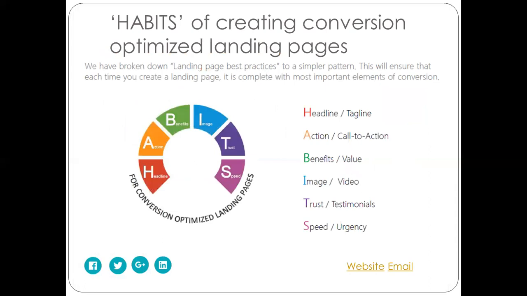Now let's look at the habits of creating conversion optimized landing pages. It is one of the best practices which one can definitely follow to get result-oriented landing pages. So we have broken down the landing page best practices into a simple pattern. On a conversion optimized landing page, the H stands for headline or tagline. It should be very crisp, very straightforward, and a very sales-oriented, doable objective.